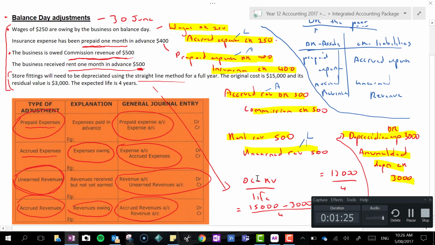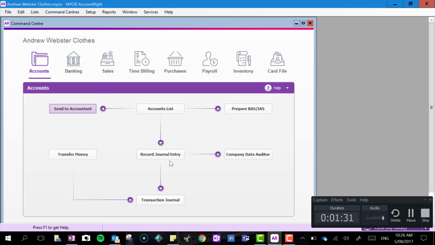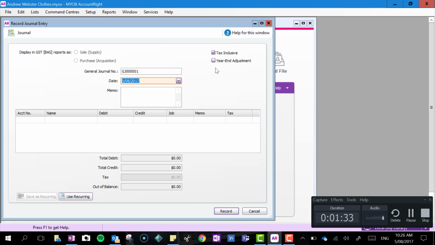Okay, let's now go into MYOB and record these transactions. So what we need to do, we need to go up to Accounts, Record Journal Entry. Up here, tax inclusive, there's no GST, we're going to untick that. It's a year-end adjustment. The date is 30 June 2017, last day of the financial year.